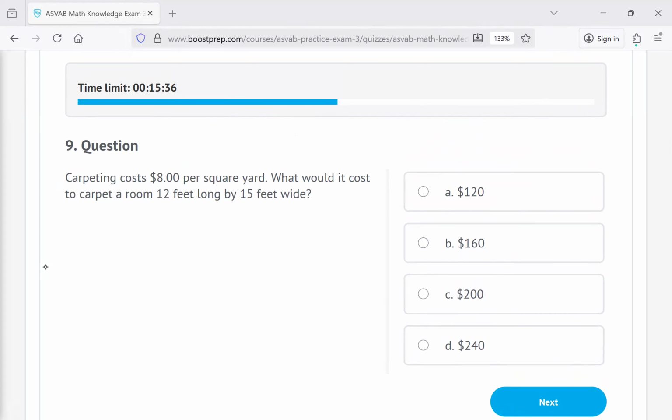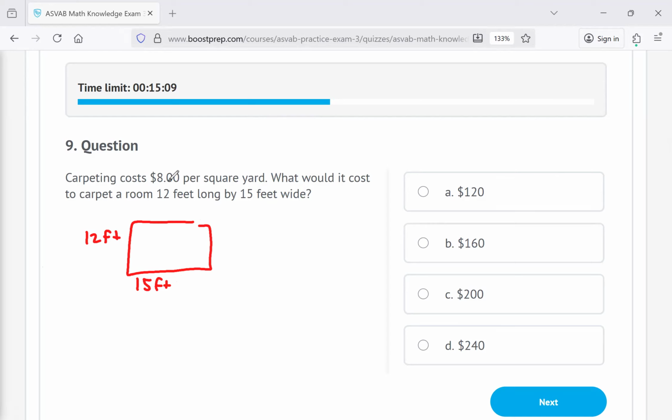Carpeting costs $8 per square yard. What would it cost to carpet a room that is 12 feet by 15 feet wide? If you want to draw an image, here you have. Let's pretend you have a room that's 12 feet by 15 feet. And it costs $8 per square yard.